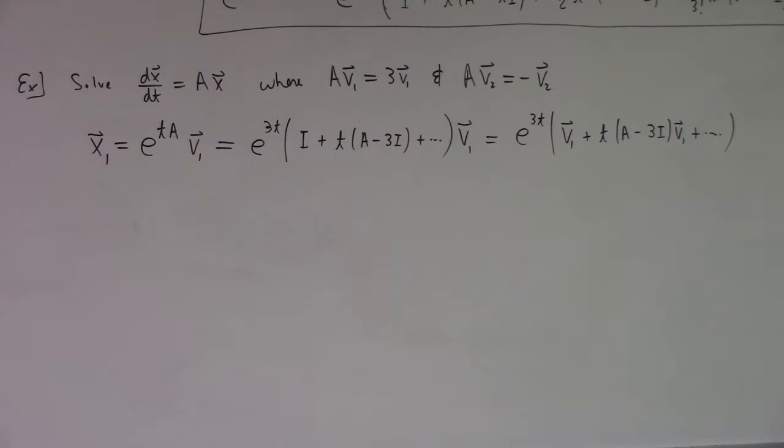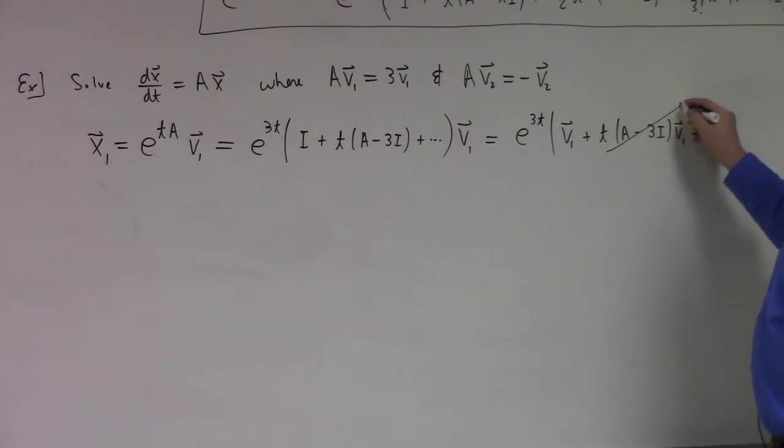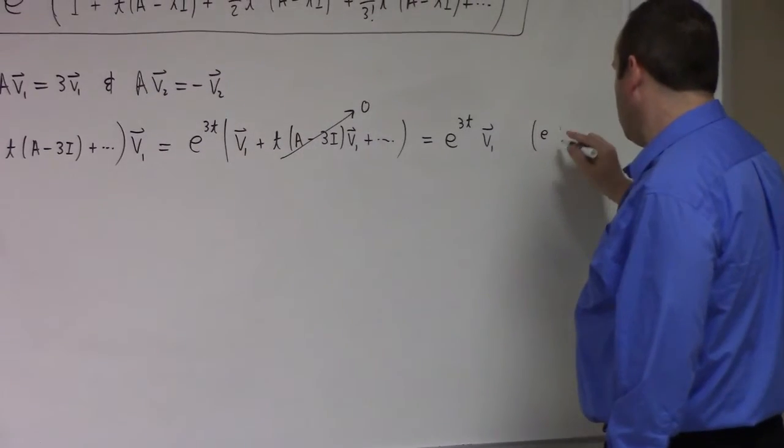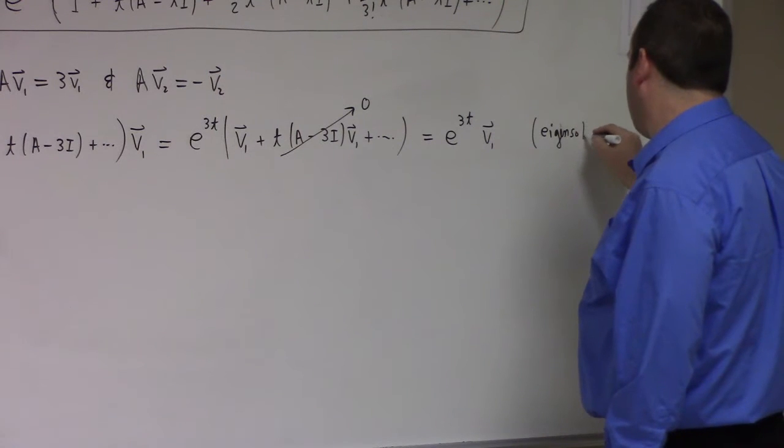But the terms beyond this have a minus 3I squared, cubed, 4th power, and so forth and so on. But what's the deal with (a minus 3I) times v1? That is 0 because v1 is an eigenvector with eigenvalue 3. This is 0. And so is everything else. So this just gives us e to the 3t times v1. I could sometimes call this an eigensolution, because it's one that's derived simply from an eigenvector.